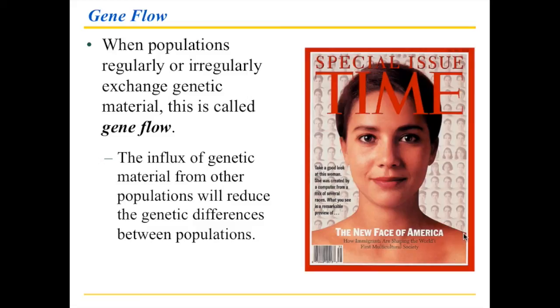So this is not an actual real person. This is a person who is the average of all the ones that they photographed. They photographed people who were Caucasian, African American, Asian, anything. They just put them all together, and that's what you get. So that is a good example of how gene flow is thought to work. It literally averages out the populations.